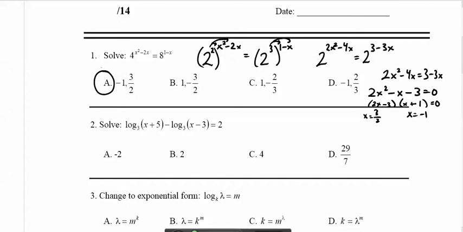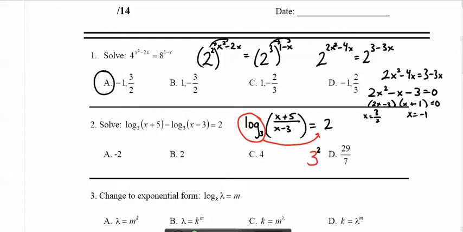To solve the log equation, I need to combine the logarithms. So I can use the quotient law and rewrite this as x plus 5 divided by x minus 3 inside of one logarithm. Now to move this log over to the other side of the equation, I can make it a base of an exponent. So the base 3 becomes the base of the exponent on the other side. So I get x plus 5 over x minus 3 is 3 squared. So x plus 5 over x minus 3 is 9.